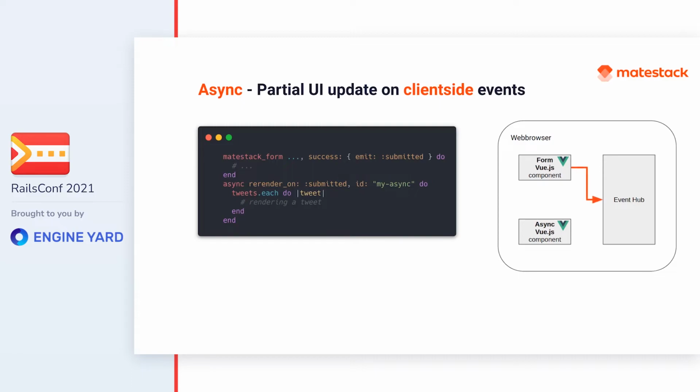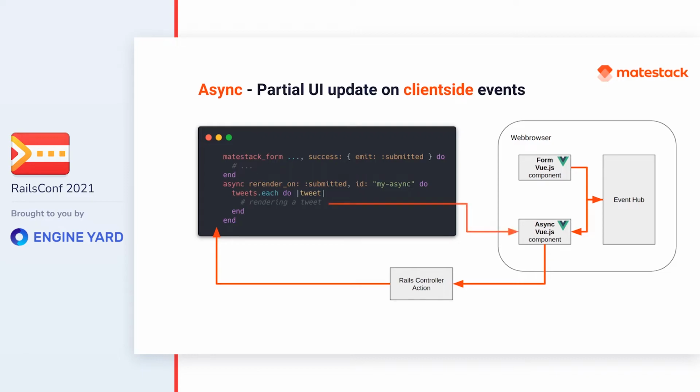When the form was successfully submitted, it emits the event submitted, which then is received by the Async Vue.js component. The Async component then performs a background HTTP request towards a Rails controller action, and the controller action re-renders the UI on the server side and just sends back the relevant part of the HTML to the Async component in the browser. The component can now perform a DOM update, rendering the fresh HTML just sent from the server.